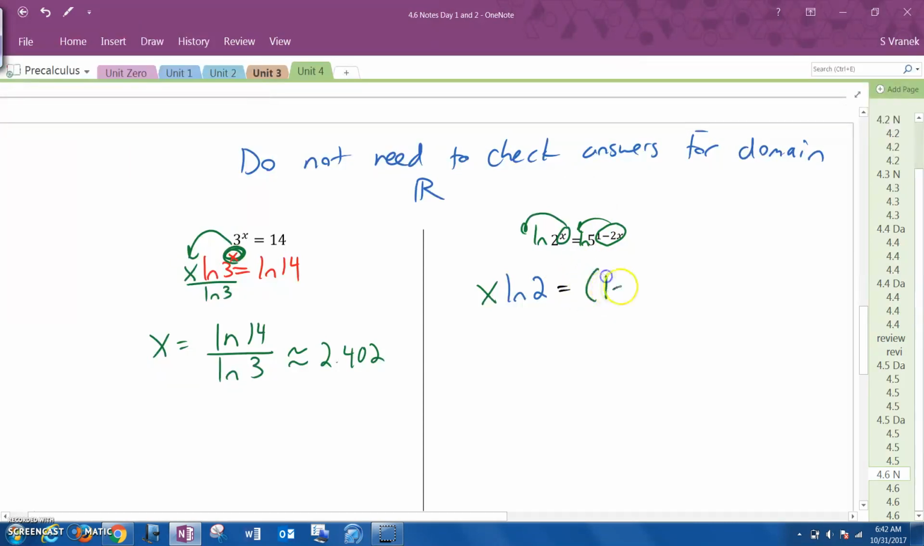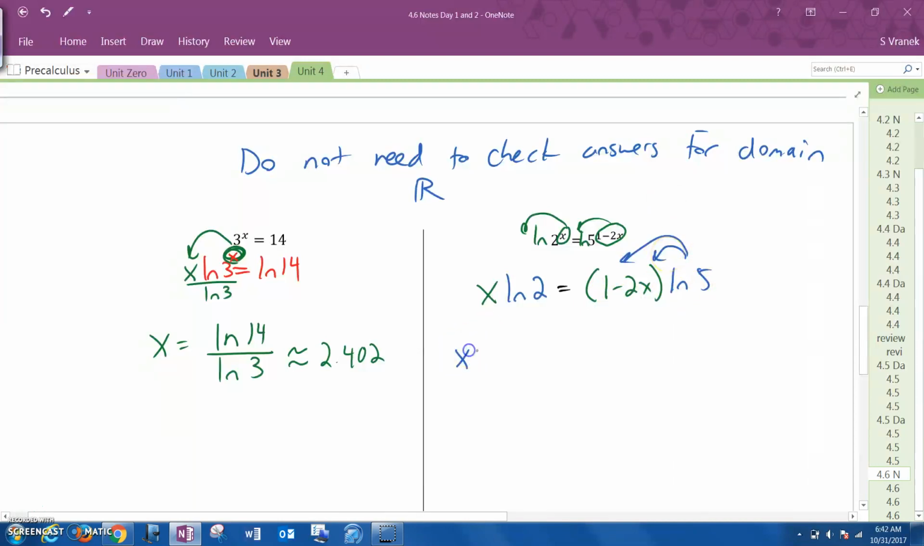Then on this side, so that's x times a number, equals, I have 1 minus 2x times the natural log of 5. So the natural log of 5 and the natural log of 2 are numbers. So this is like saying I have a 5 out here, or a 2. To solve this for x, I'd first need to distribute this number into both things.